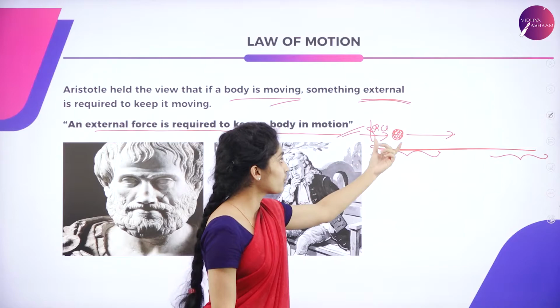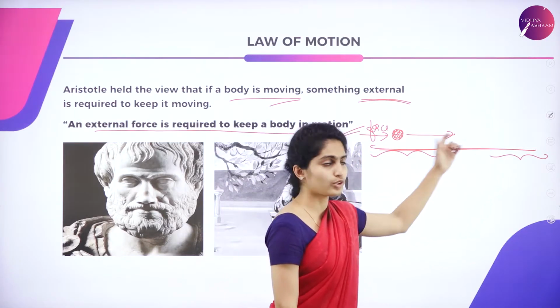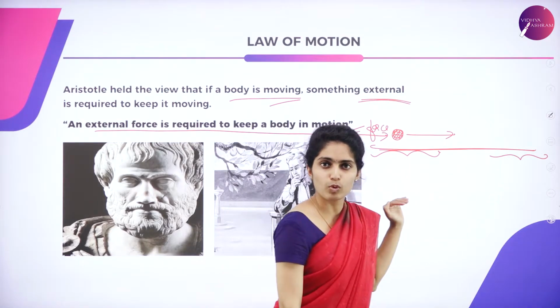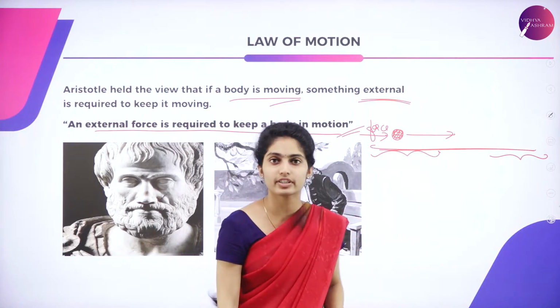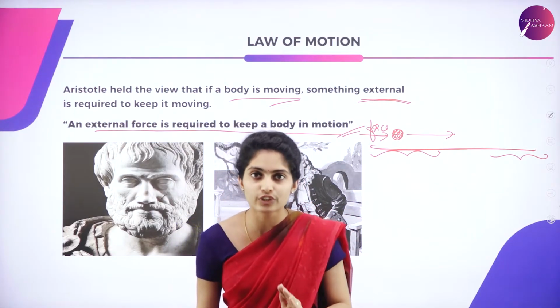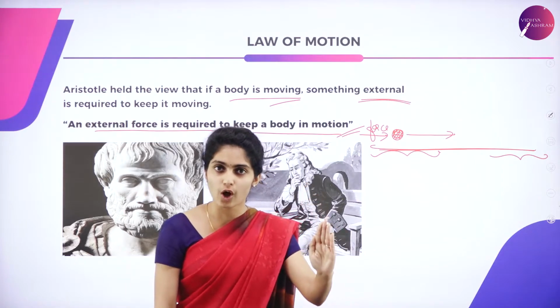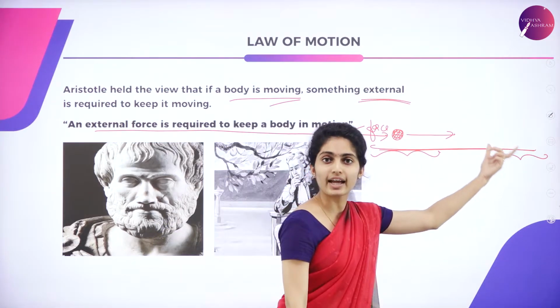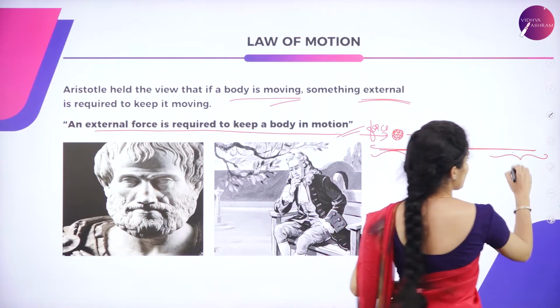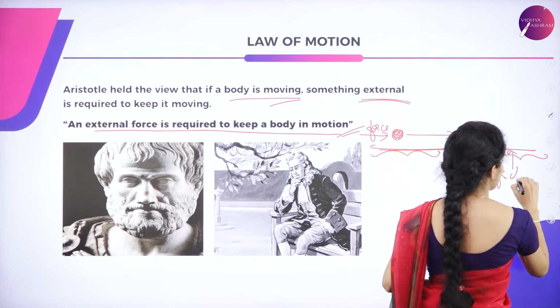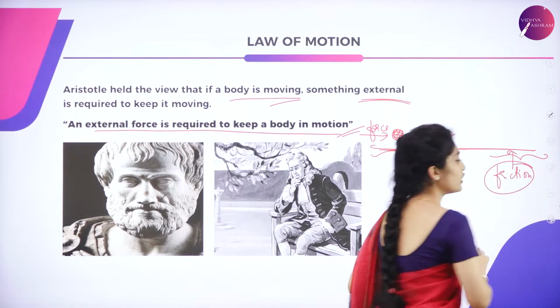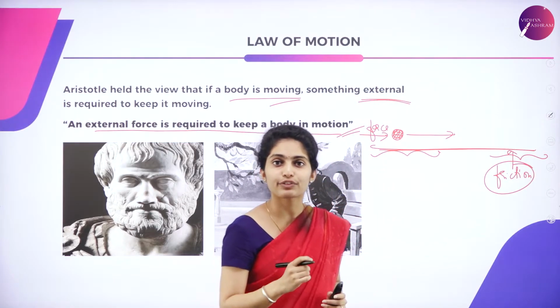External force allows the object to move. So the object is said to be in motion, and at some particular point the object is said to stop. That is due to a force called friction.